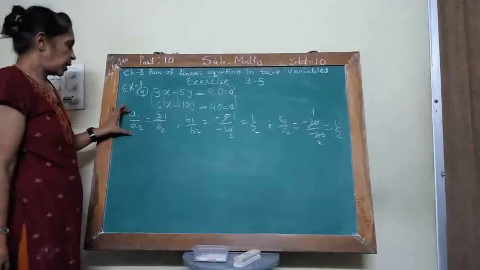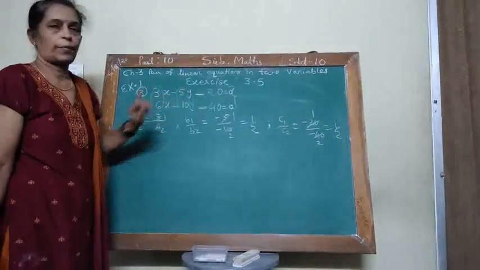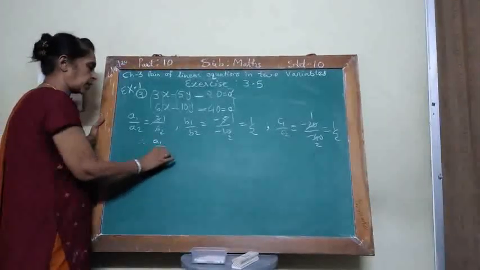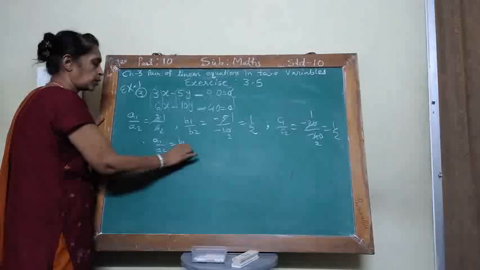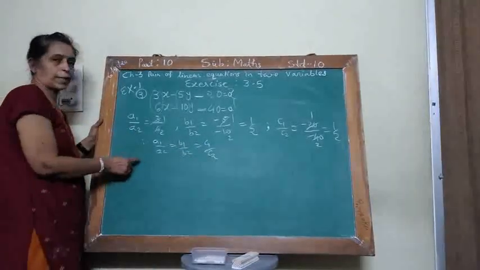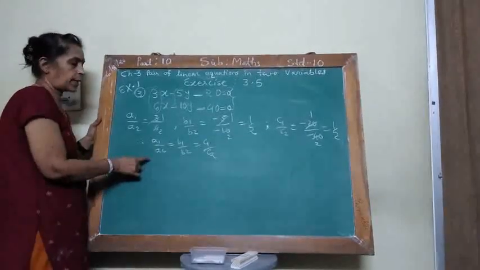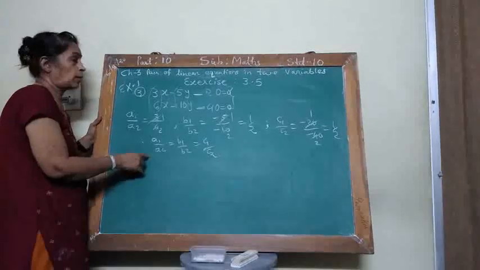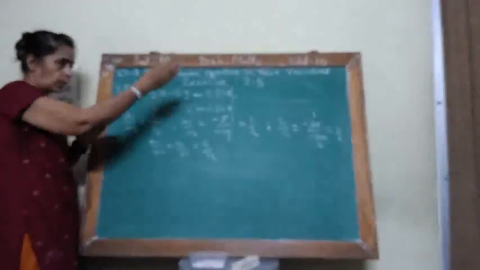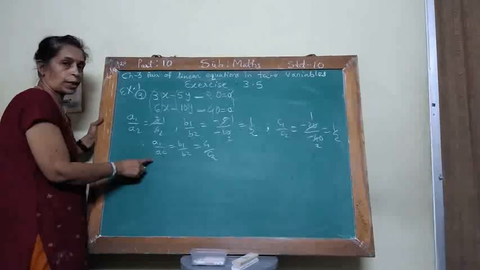So see here, A1 upon A2 is 1 upon 2, B1 upon B2 is 1 upon 2, C1 upon C2 is 1 upon 2. All have the same ratio. Therefore we write that A1 upon A2 is equal to B1 upon B2 is equal to C1 upon C2. In part 1 I have discussed this: all ratios are equal. Then it is the second case. That means both lines are coincident lines, one line, and the solution is infinite.